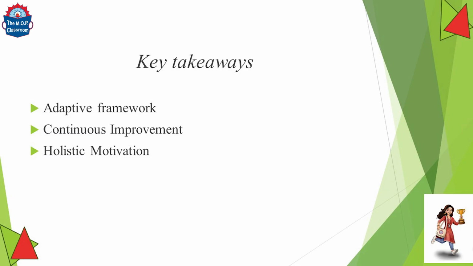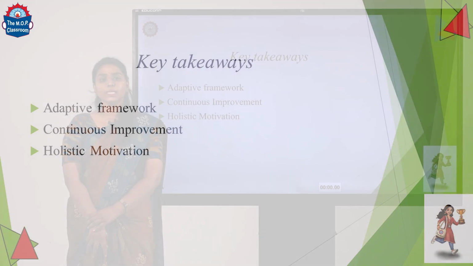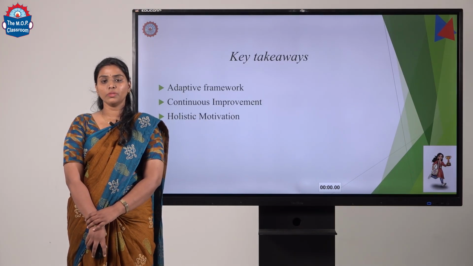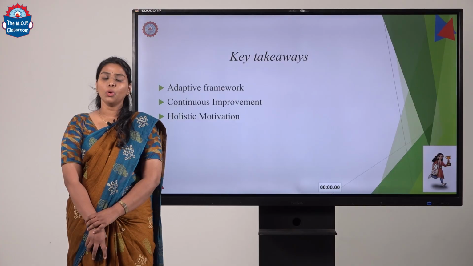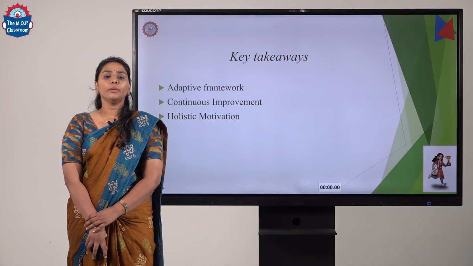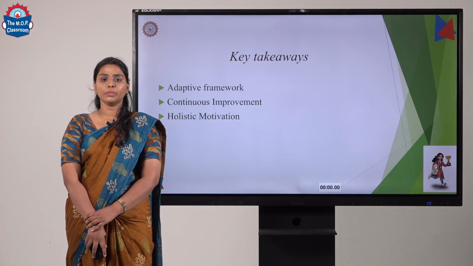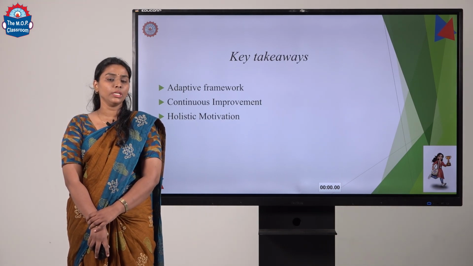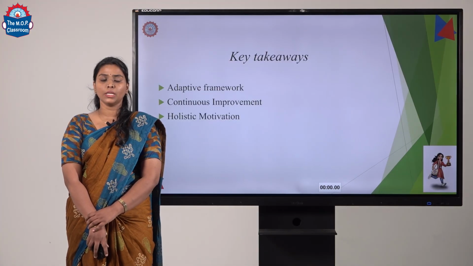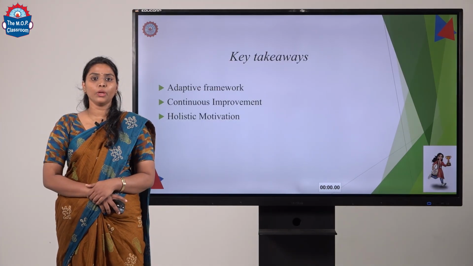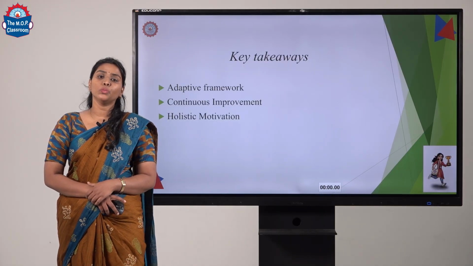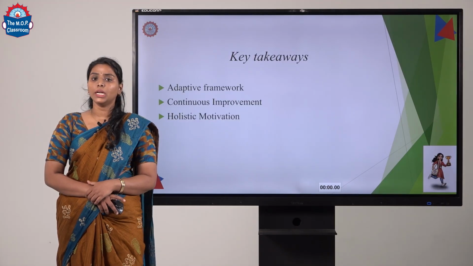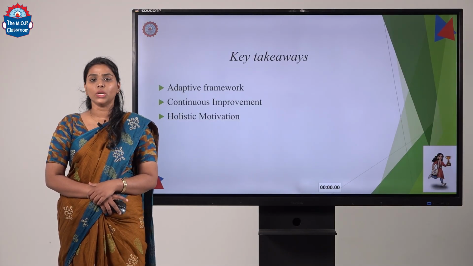So in this session we saw what is Maslow's need hierarchy theory. Under it, what is motivation, what are the types of motivation, what are the different categories of basic needs available in Maslow's need hierarchy, and how each need is applicable in the present workplace. Key takeaway would be an adaptive framework, which is, Maslow's theory is an adaptive framework which we can alter according to the management style or leadership style.